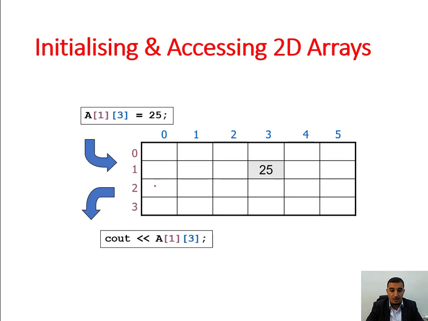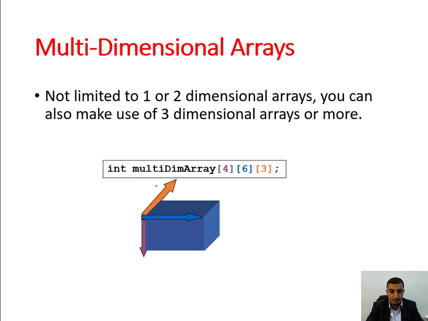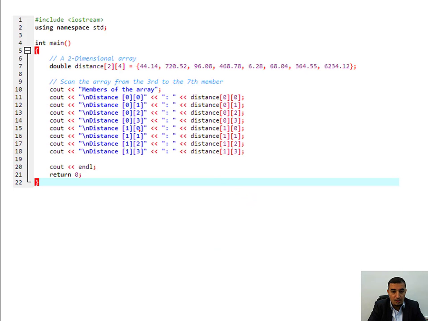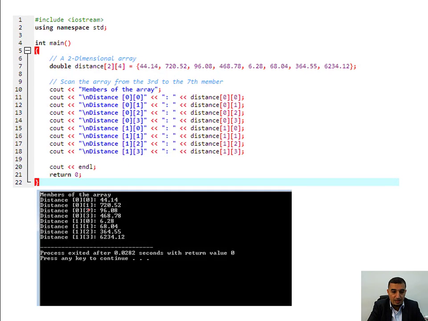So this is the same idea, the same example. A multi-dimensional array will be the same. Here we have a 3-dimensional array, as you can see. 4, 6, and 3 are shown over here. Here we have a 2-dimensional array having the values. It's a 2 by 4 array. So the values will be displayed as follows.